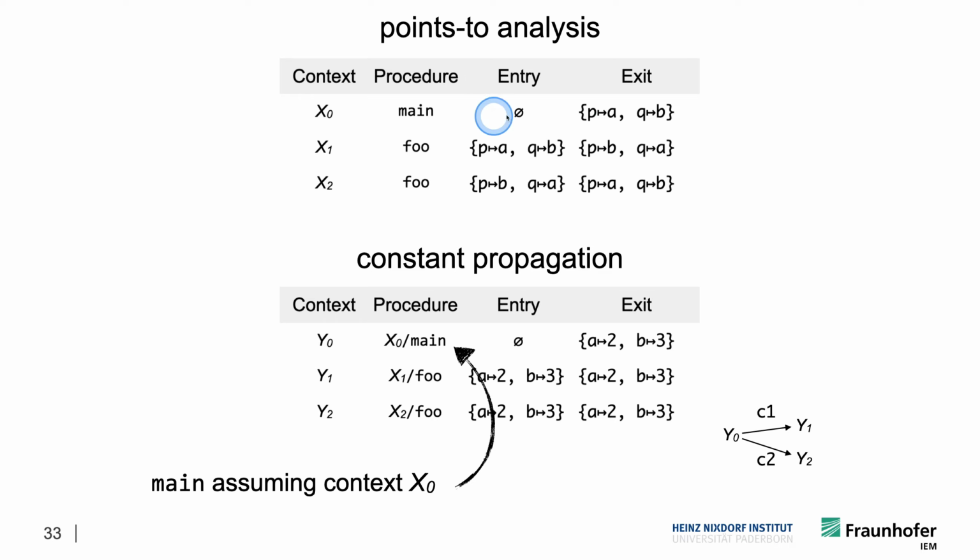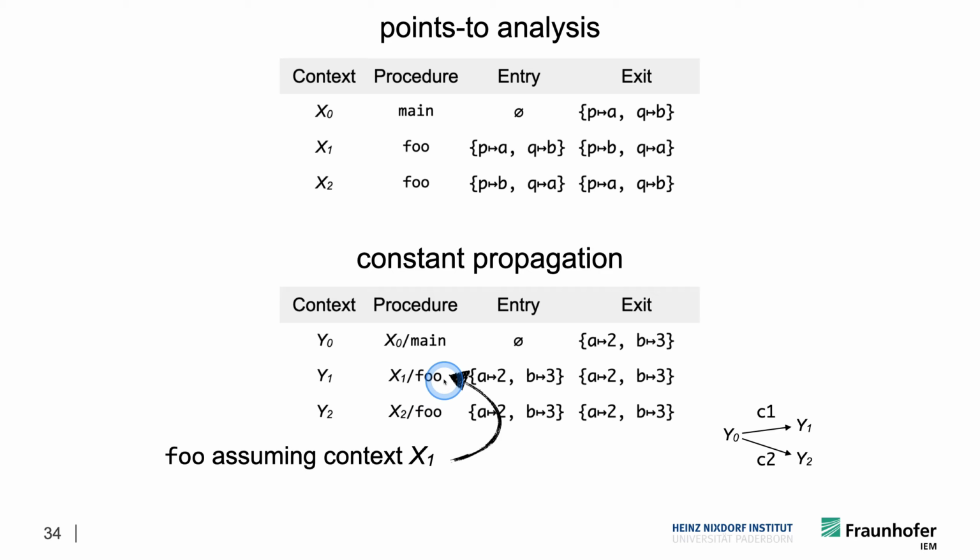Actually, it's not right. It's these pointer mappings. I need to look at the entry node. Okay. But then here I am analyzing foo under the context x1. And that tells me that I'm analyzing foo under this initial pointer mapping that I have computed. And that then allows me to precisely determine these values here. And yeah, that's that.